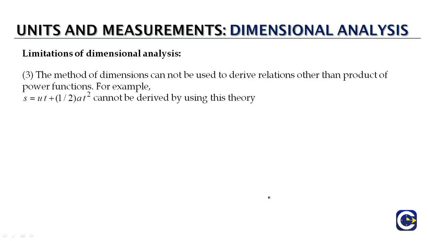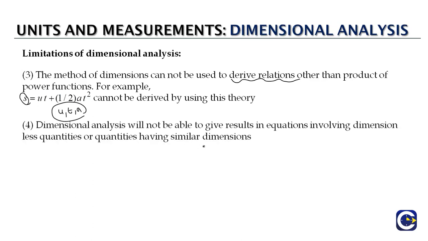The next limitation is that when we want to derive the relation between different quantities, we can only derive relations which are simple. When we say simple, we are referring to relations where the derived or unknown quantity is related as a product of simple powers of the known quantities. Only these kinds of relations can be derived. For example, a relation where displacement is a function of initial velocity, time and acceleration cannot be derived using dimensional analysis.